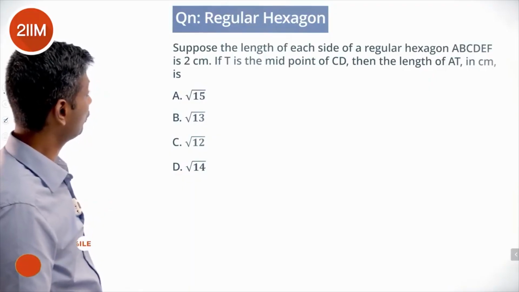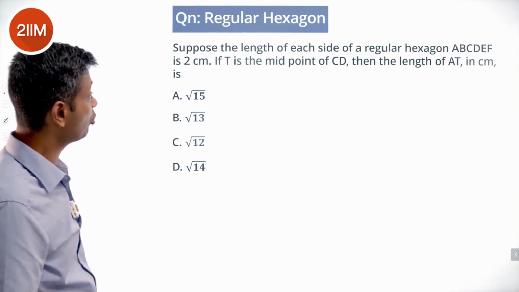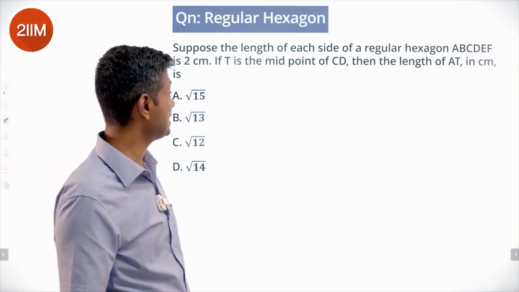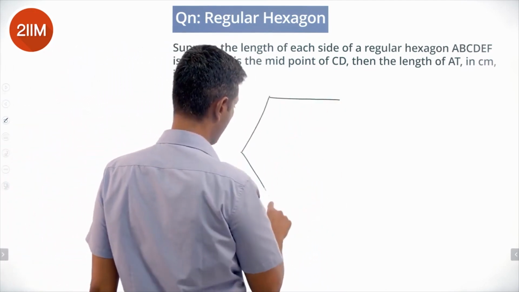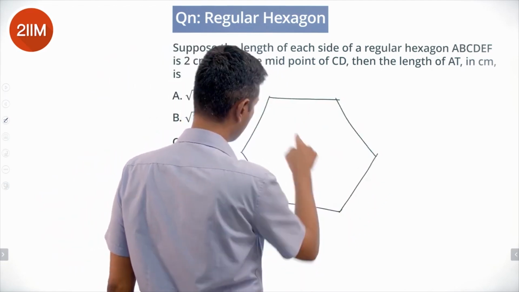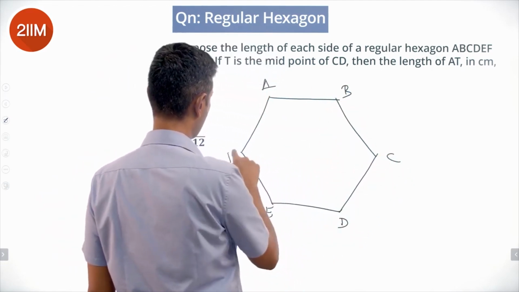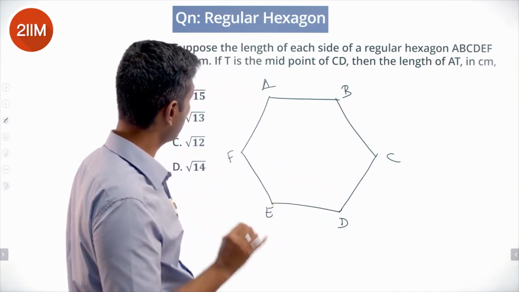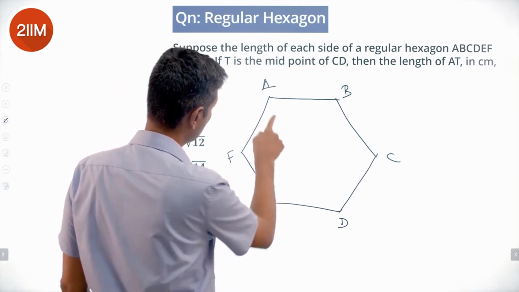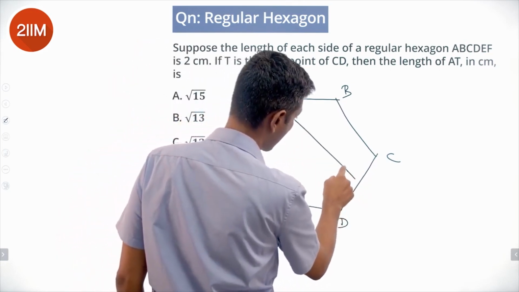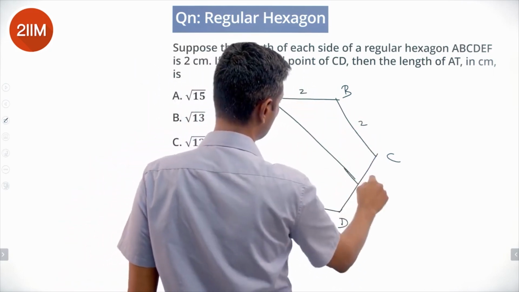Suppose the length of each side of a regular hexagon ABCDEF is 2 centimeters. T is the midpoint of CD. Then the length of AT in centimeters is? Excellent question. Regular hexagon. Each side measures 2. T is the midpoint of CD. The length AT in centimeters. So let's draw this. So this is 2. This is 2. This is 1.